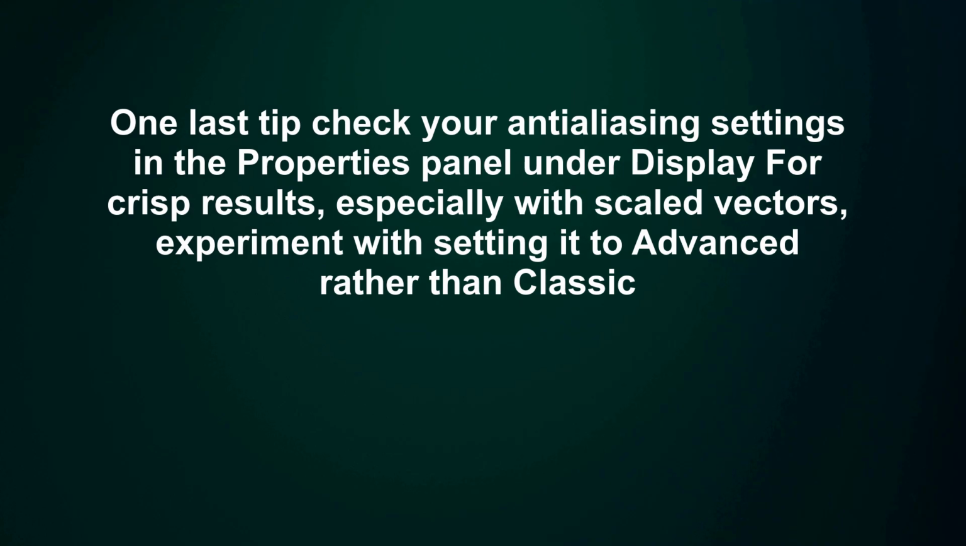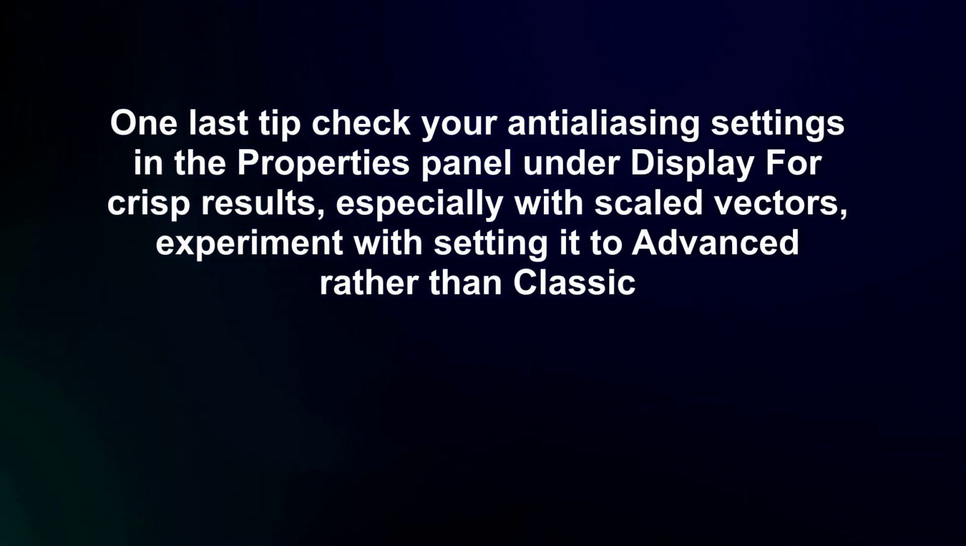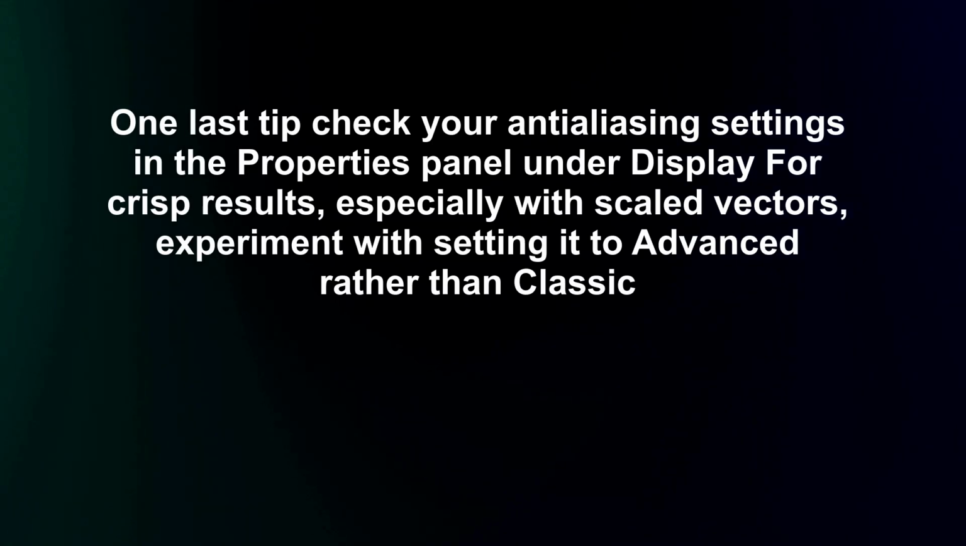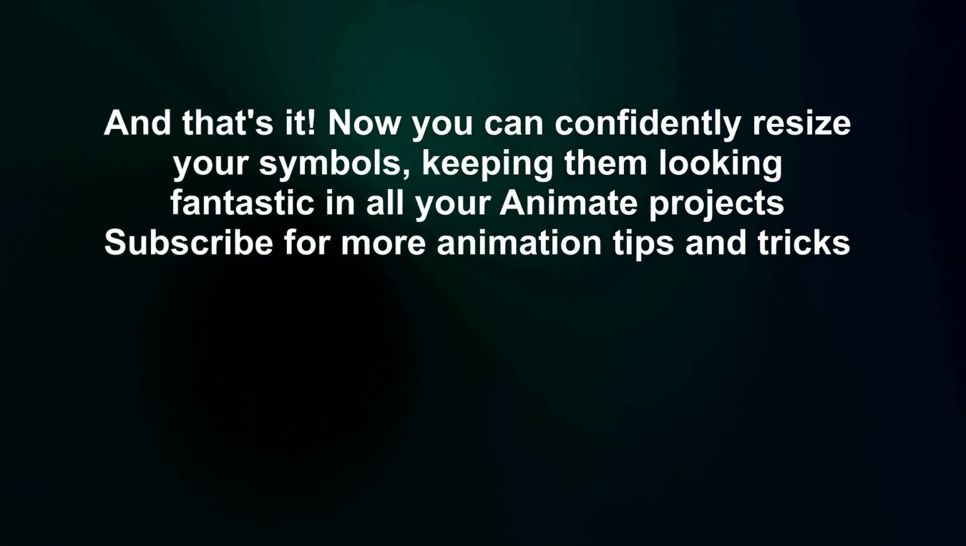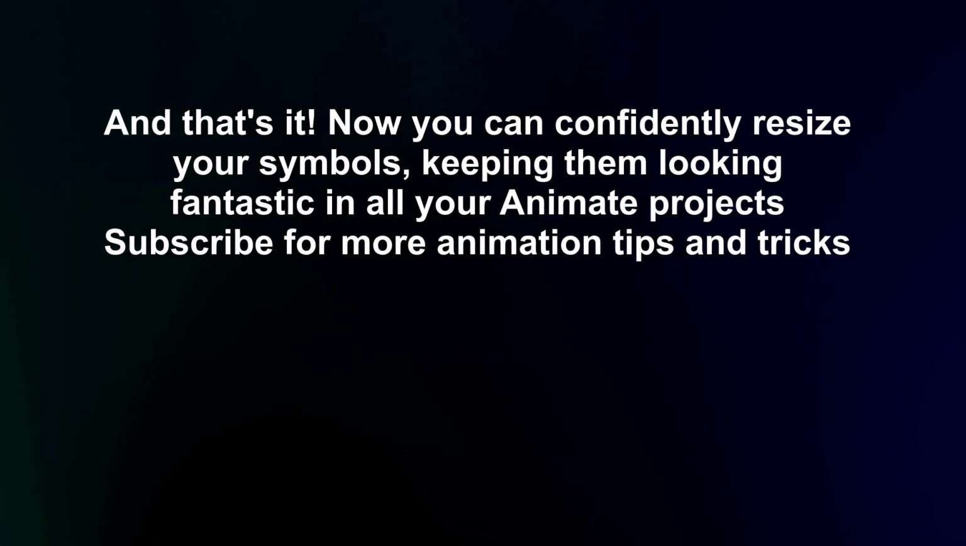One last tip: check your anti-aliasing settings in the Properties panel under Display for crisp results, especially with scaled vectors. Experiment with setting it to Advanced rather than Classic. And that's it. Now you can confidently resize your symbols, keeping them looking fantastic in all your Animate projects.